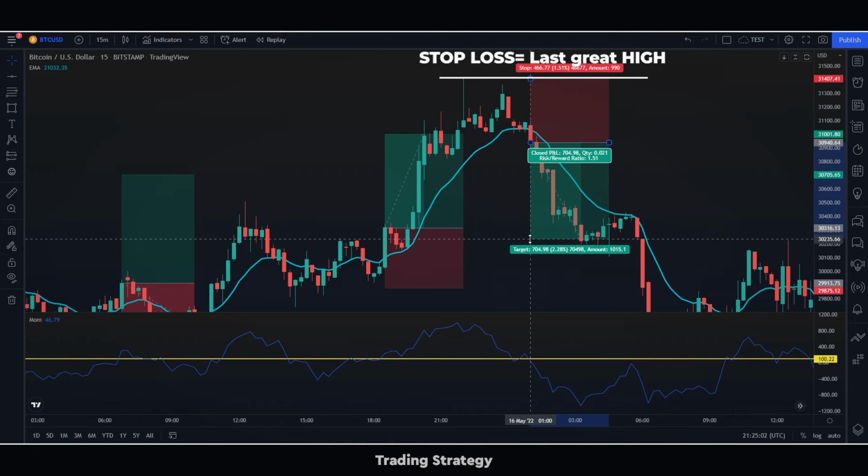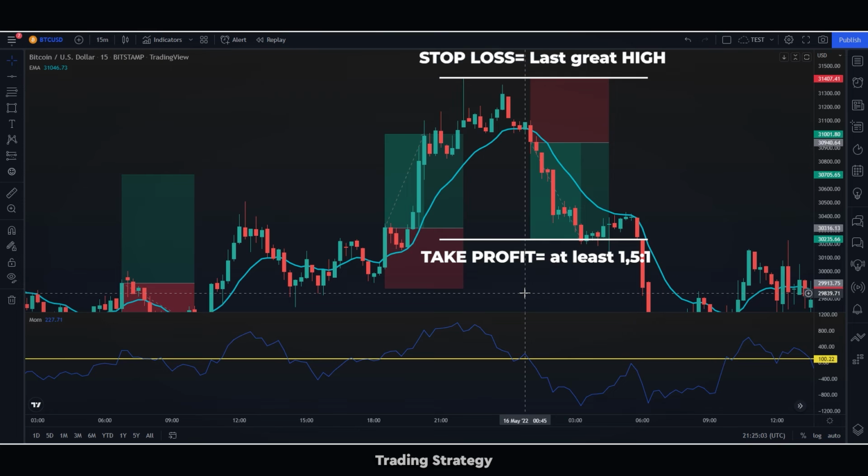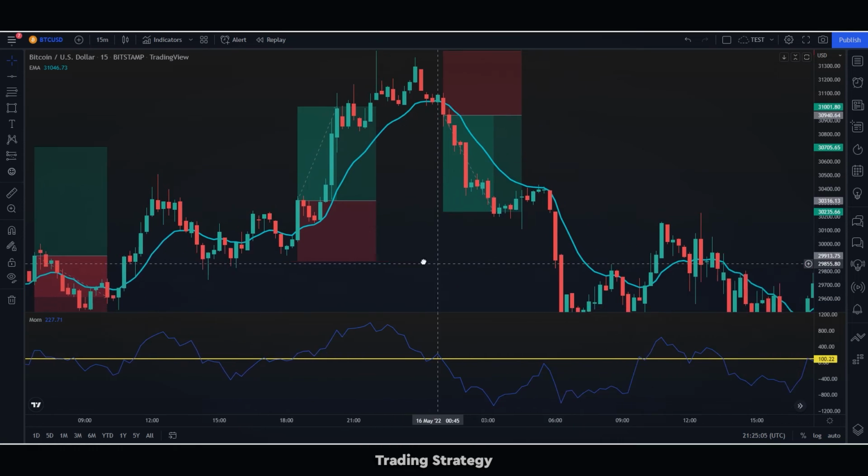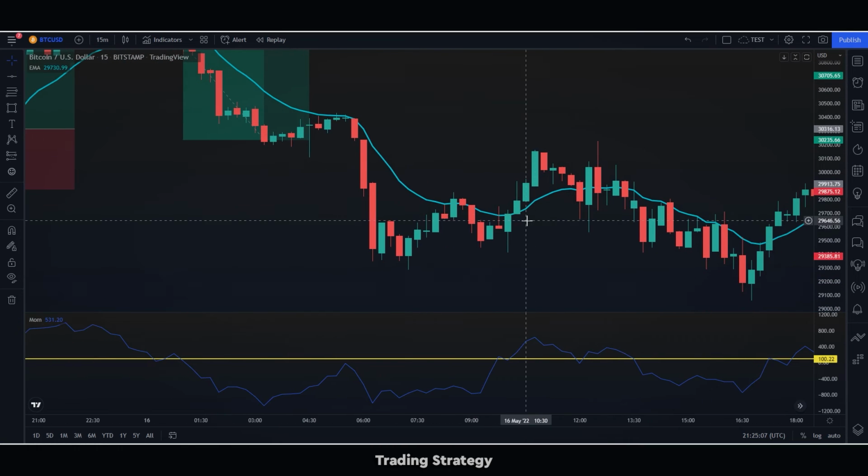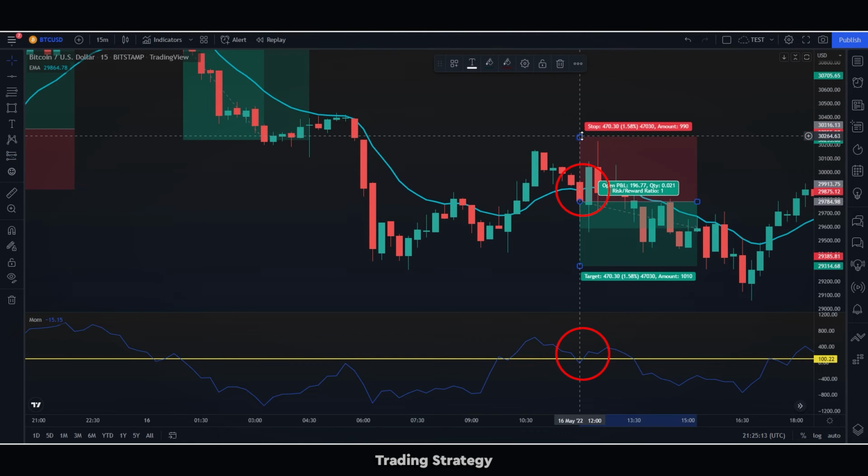Both for the buy and sell operation, it is very important that the candle crosses the EMA of 13, that is, that the candle opens on one side of the EMA and closes on the other side. If this is not the case, it is better not to perform the operation. Let's see some more examples.